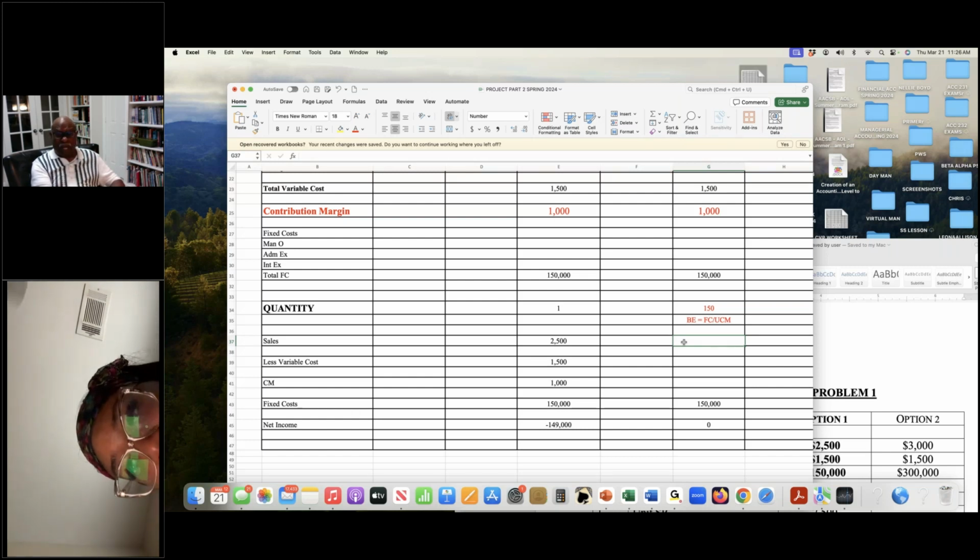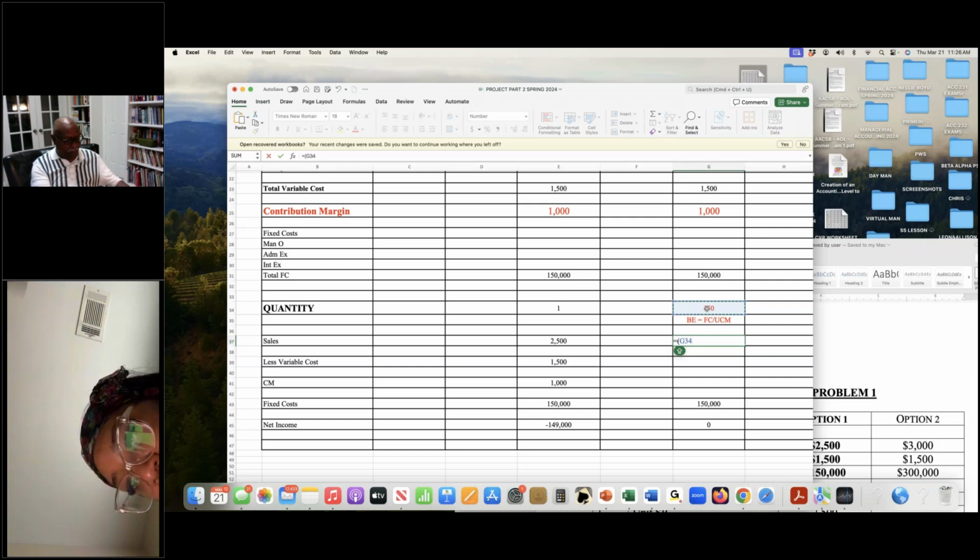It's going to equal what? The 150 times the selling price, 375. We simply multiplied 150 times 2,500. Any question?